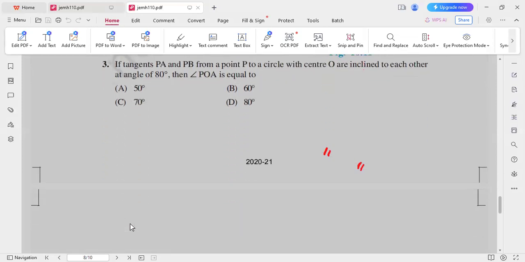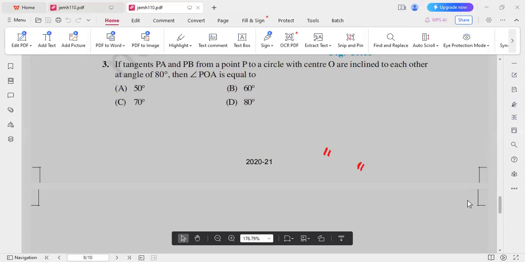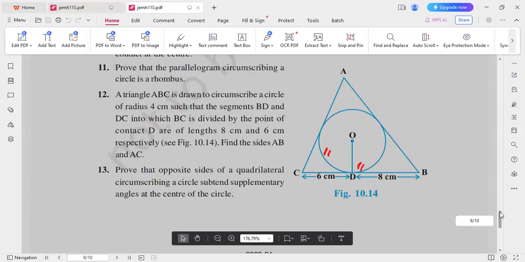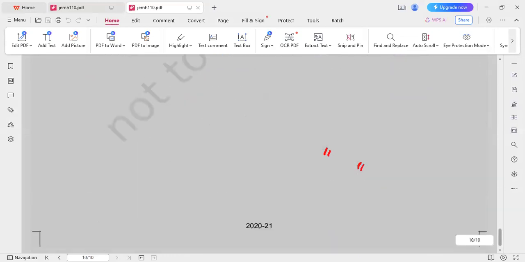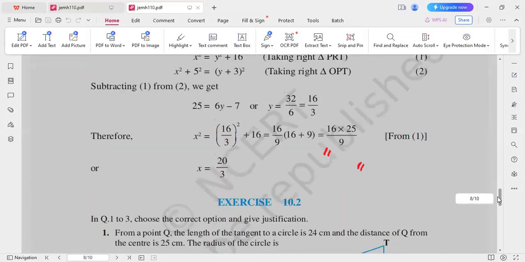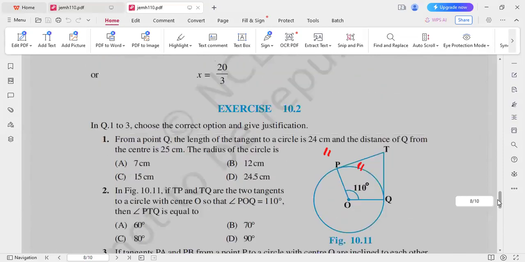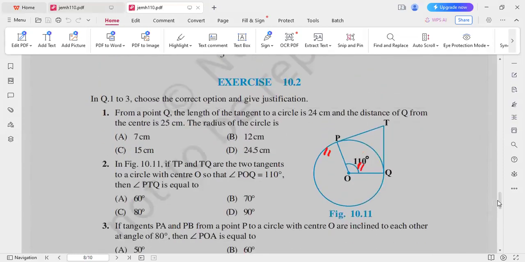Oh, we have completed the circle chapter. We do not have any other exercise, right? We have only exercise 10.2 and that will be it. Okay, so in the next class, we'll be starting with a new topic. Today, let's just cover as many questions as possible. So in exercise 10.2, Manya, can you read the first question?